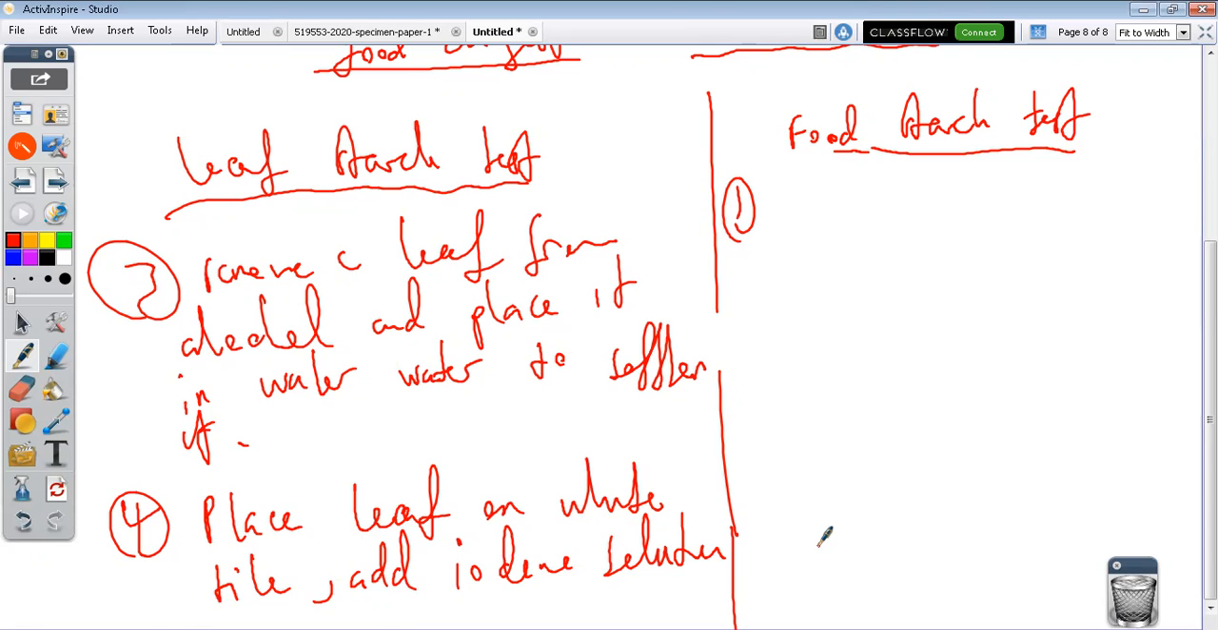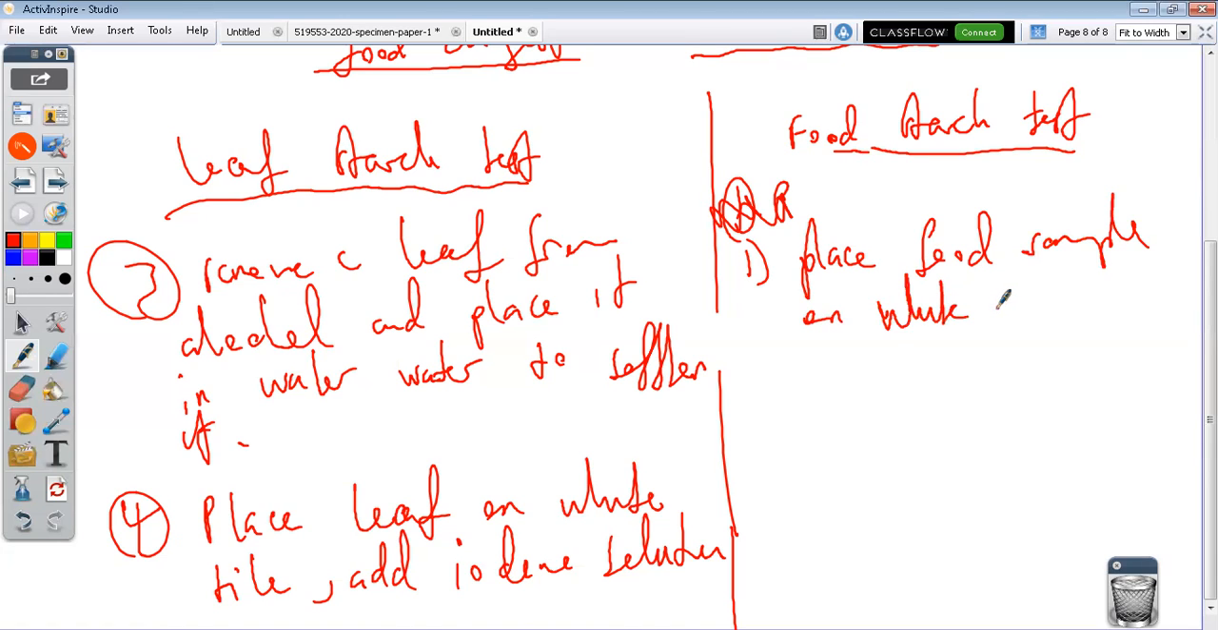But how do I test? I take a food sample and place it in a what? Oh, sorry, it's not even necessary. You simply place the food sample on a white tile. Clear? And add what? Very easy. Add iodine solution. The rest is the same. If starch is present, it turns blue-black. If starch is absent, it remains brown. Clear?